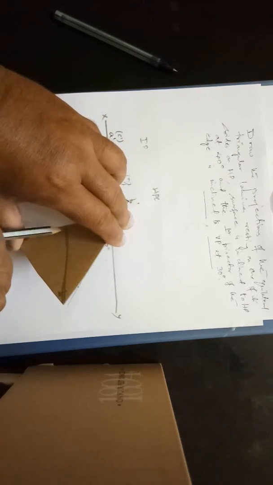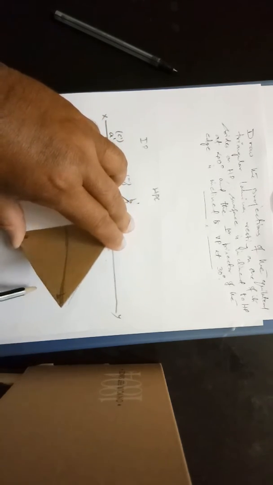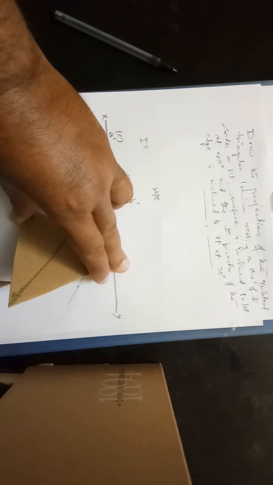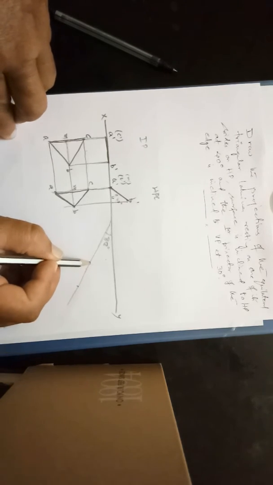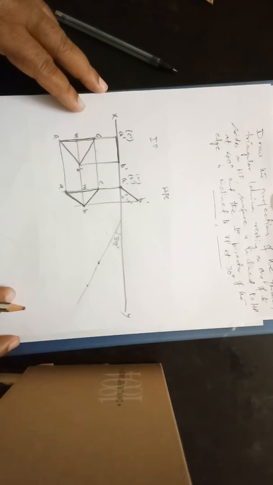And as I said, because the perpendicular bisector is already inclined to HP, now it is also inclined to VP. So if a line is inclined to both HP and VP, it will not be seen in the true length or true inclination either in the front view or in the top view. So what we have to do is find the apparent inclination of this perpendicular bisector. This is the true inclination, and we have to find the apparent inclination so that we can draw the projection.